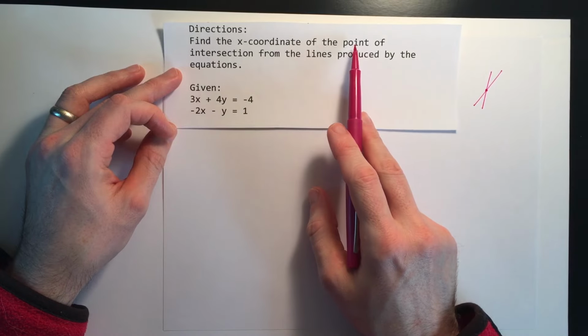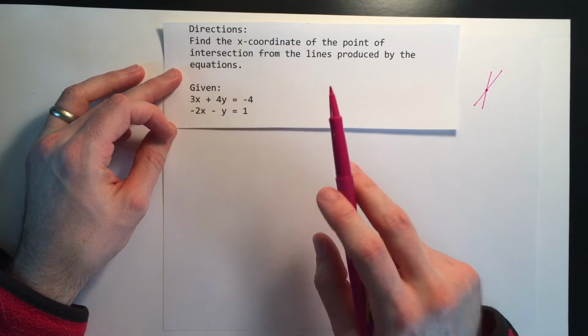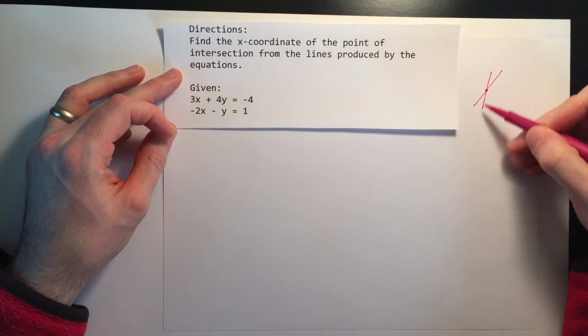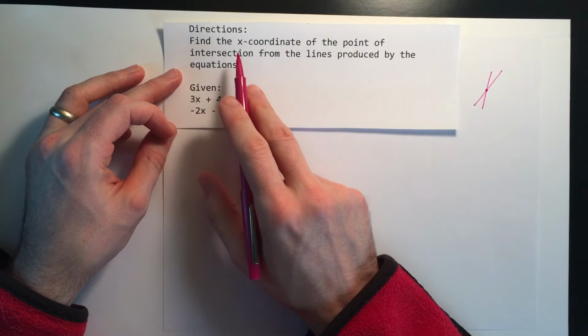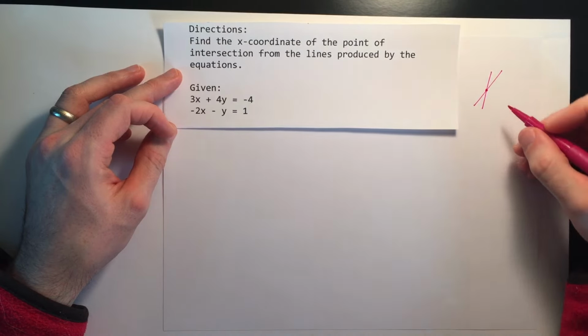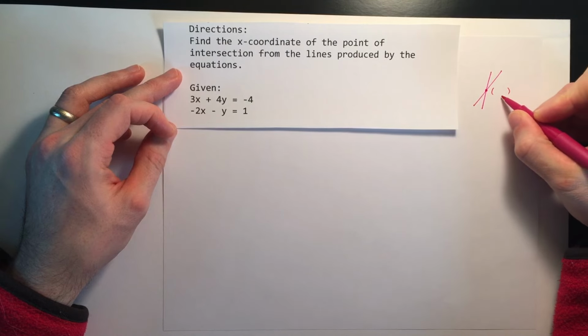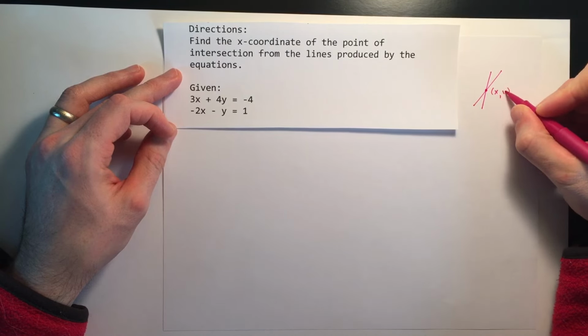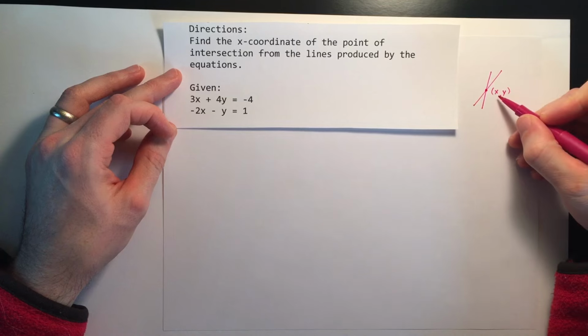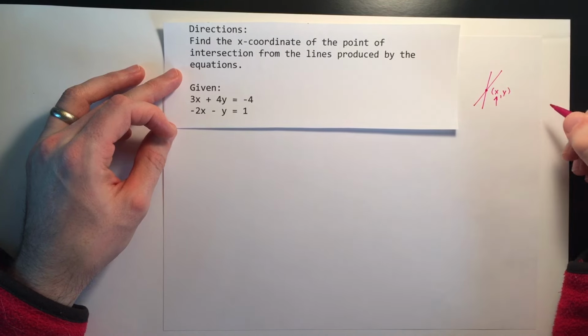And that's what we're being asked to find, the point of intersection from the lines produced if we were to graph these equations. And specifically, we're just being asked to find the x-coordinate of that point. So remember, any point on a graph is made up of two numbers, an x and a y, and we're being asked to find the value of x.